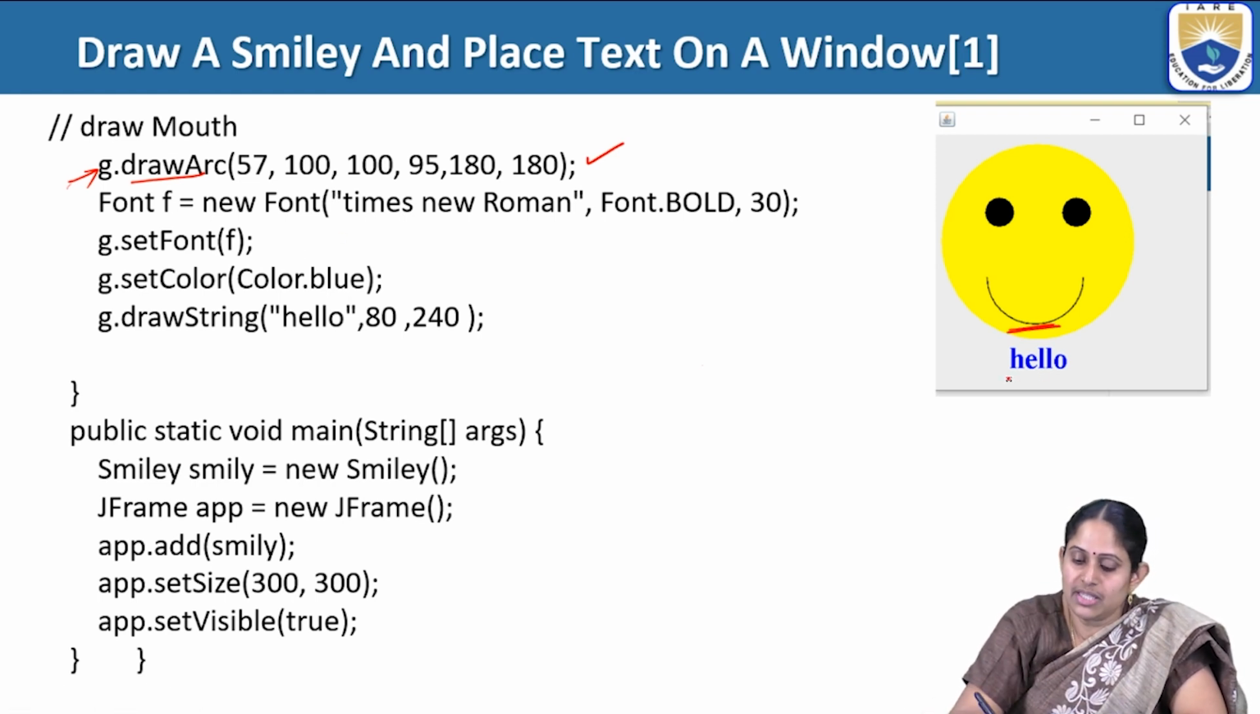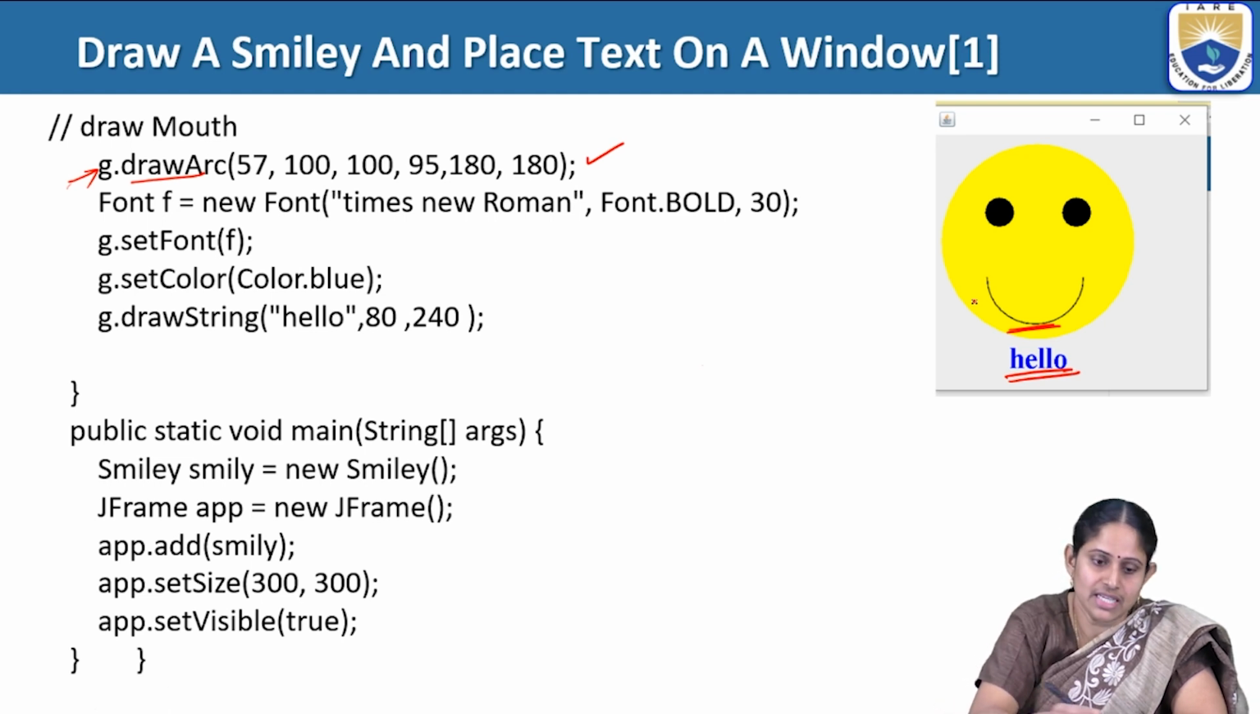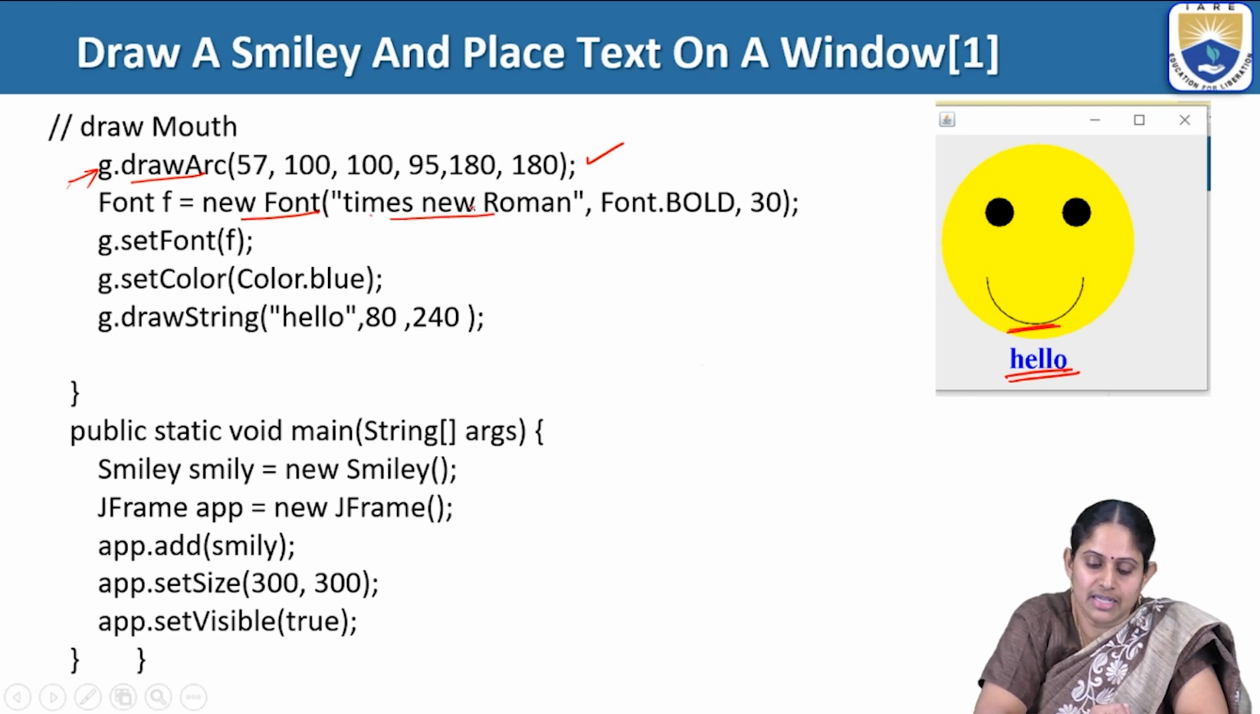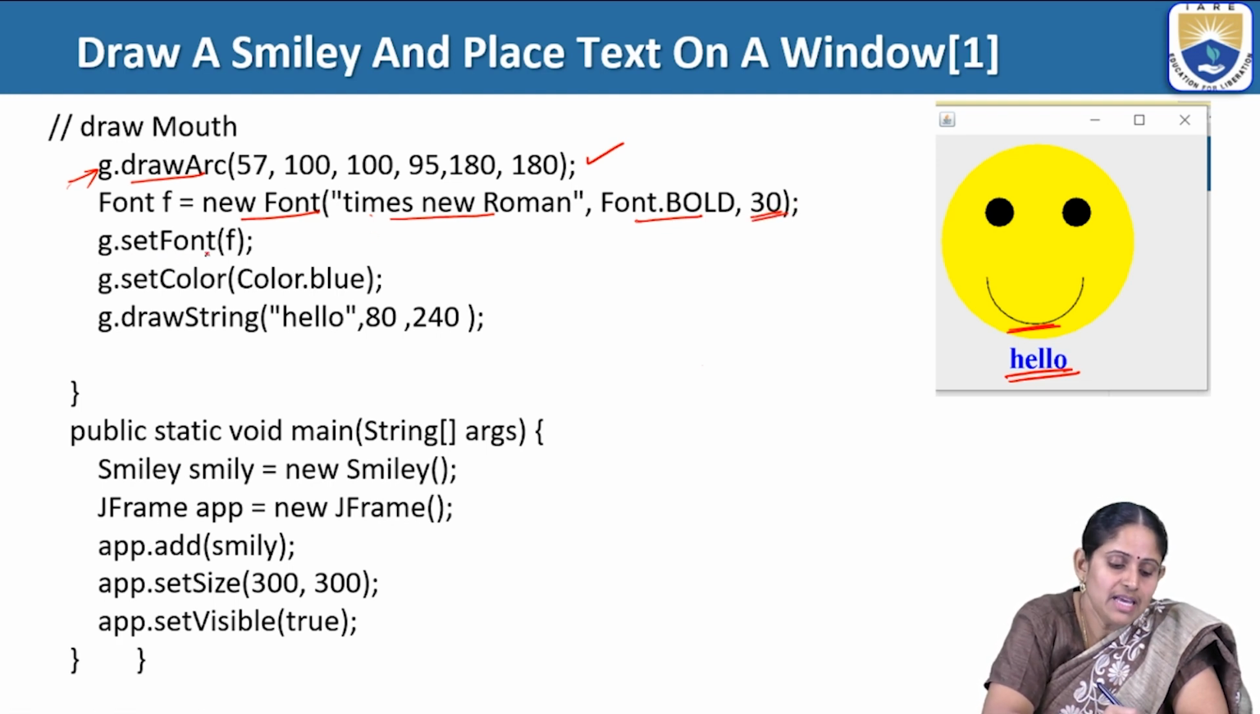Next, we have to put this text onto the frame, onto the panel. So for that, we have to first create a font object. So I'm creating a font object of Times New Roman font. It will be bold and its size will be 30. Then I'm setting the graphics object's font to that particular font. This F is applied over the graphics G object.